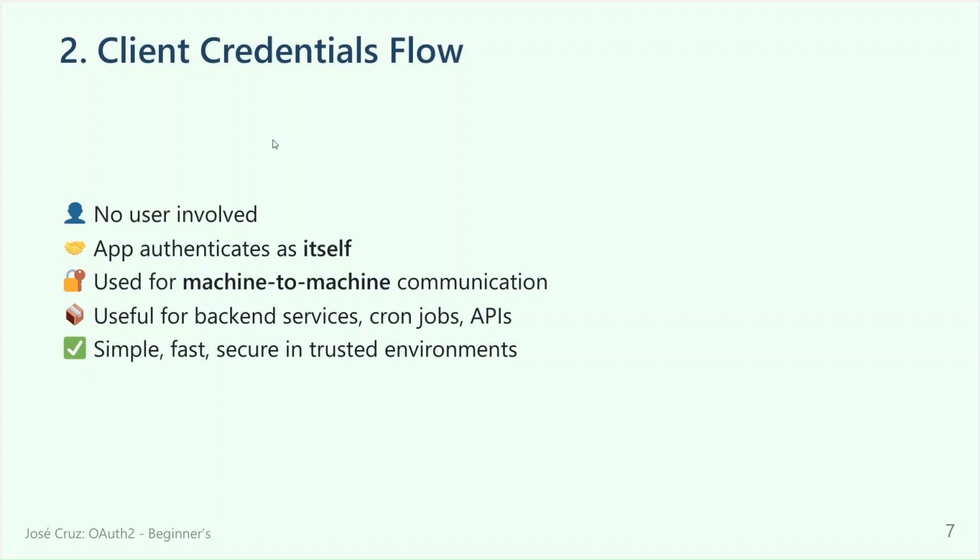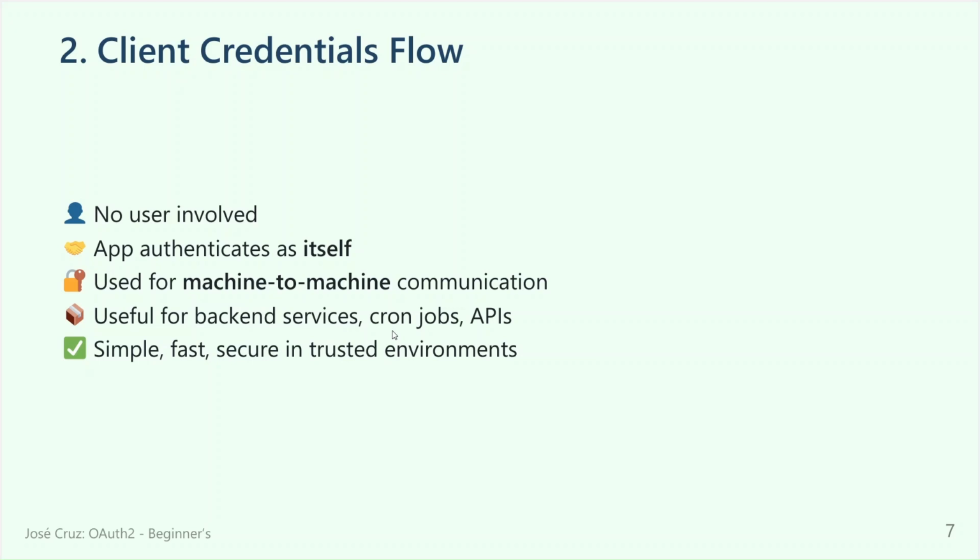Then there's the second flow, which is the client credentials flow. In this case, there is no user, probably machine to machine, and the app authenticates as itself. So there is an application that will connect to a system, but it doesn't need a person. So it should have something, as you may guess. Let's see what this application should have. Use it for machine-to-machine communication, useful for backend services, cron jobs, APIs.